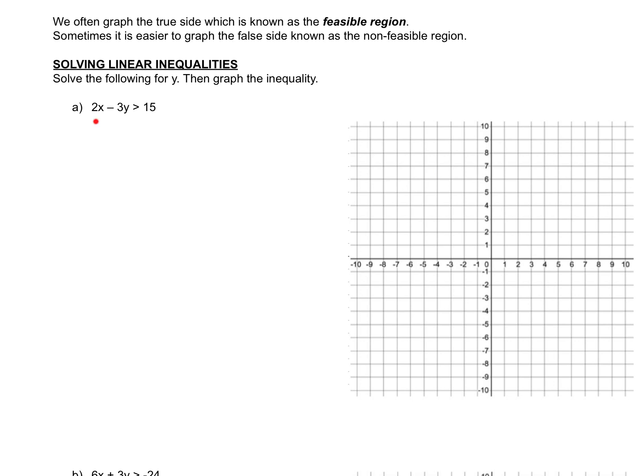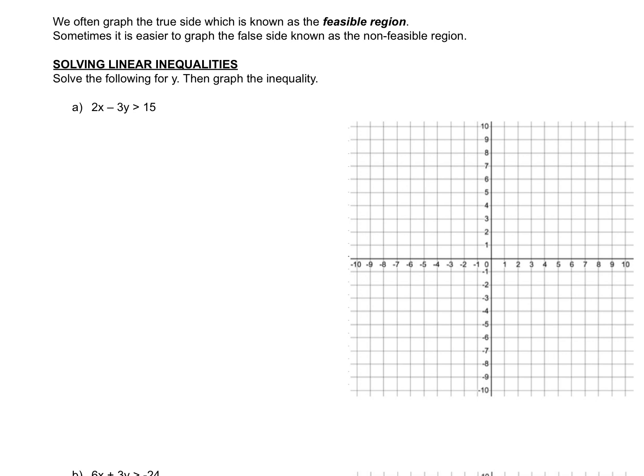Last major idea: on the previous one, we were already in slope-intercept form, but now we're in standard form. So let's solve our linear inequalities into slope-intercept form so that we can graph this. Take a moment and try to solve A and B. And let's start with A. For A, we have 2x minus 3y is greater than 15. Take a moment, try to solve that.